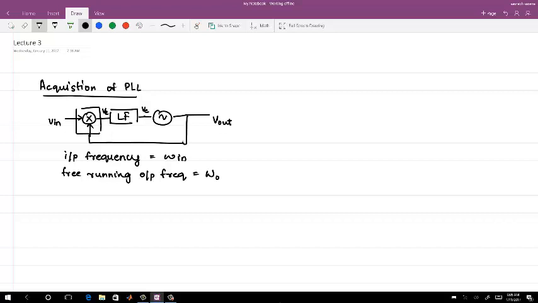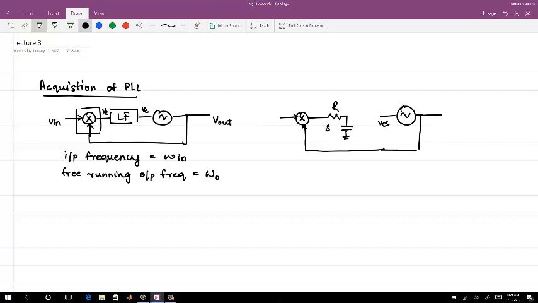Okay. Now we have seen that the multiplier is acting as a phase error detector, and we are using a simple first order low pass filter as a loop filter. Okay. And the VCO is a voltage controlled frequency source, where the output of the VCO is dependent on V control, VC, and this is the connection which we have here.